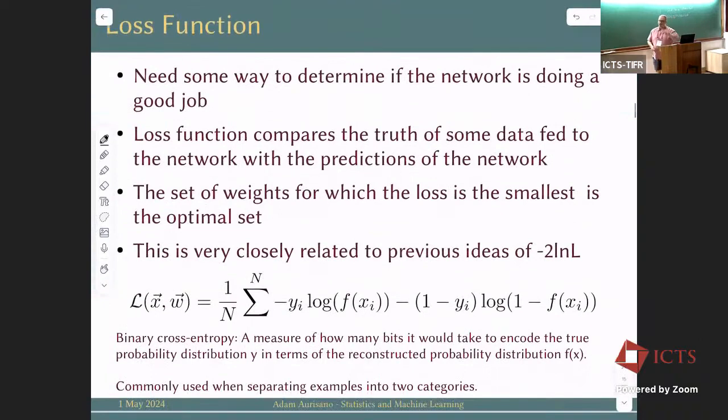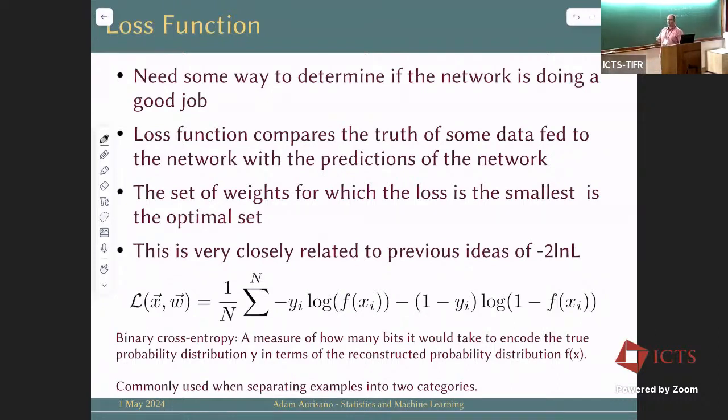Now, you need some way of determining whether or not your neural network is doing a good job, and so we use something called the loss function. This is basically a likelihood. So it's some function which compares the truth for some data fed into the network with predictions about that data. And so if the predictions and the truth match each other well, the loss is small, and if they don't match, the loss is big.